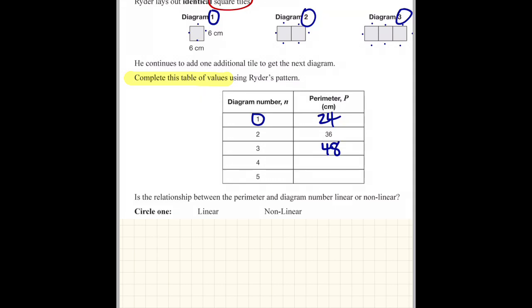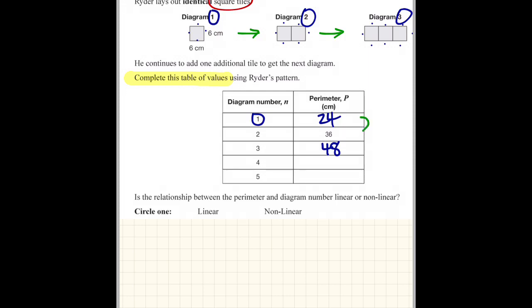We don't have number 4, number 5, so we can do a few things. We can use what we're noticing happening here. And before we talked about noticing that 2 extra sides of 6 centimeters each were being added from diagram 1 to diagram 2 and from 2 to 3. Let's see if that's true in our table of values.